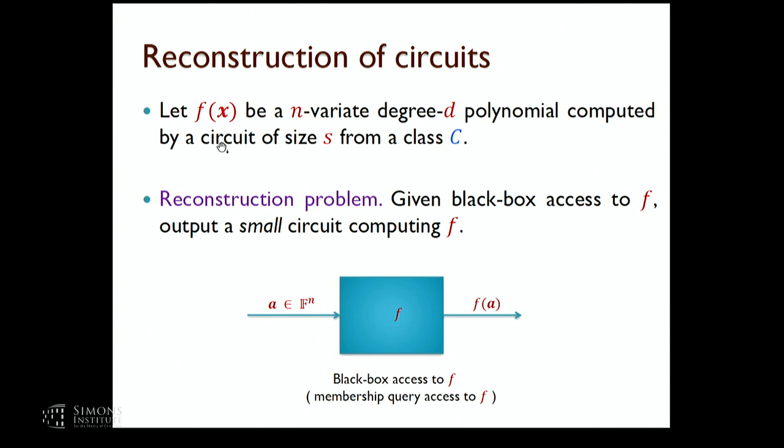Let f be an n-variate polynomial of degree d, and suppose it can be computed by a circuit of size s from a class C. And the reconstruction problem is the following: given black box access to f, output a small circuit from C. Black box access means membership query access: you give a point to this black box and it outputs the evaluation of f at that point.